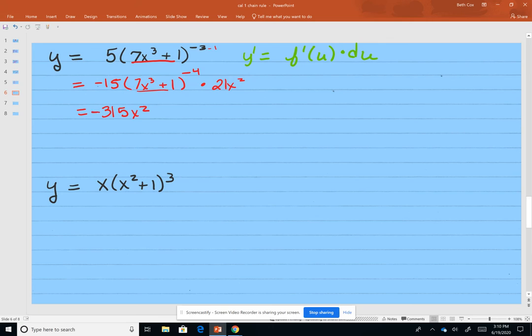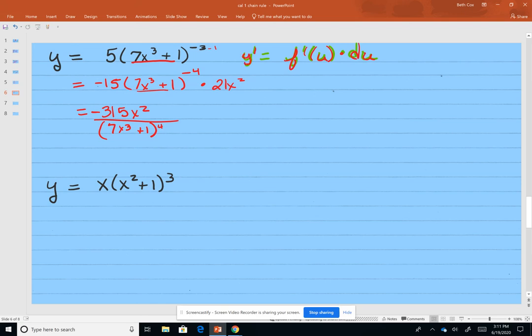Now the negative exponent means it's actually a denominator. So 7x to the third plus 1 to the 4th power. That would be that one. Okay. Again, we did the derivative of the function times the derivative of the inside function. That's what y prime is.